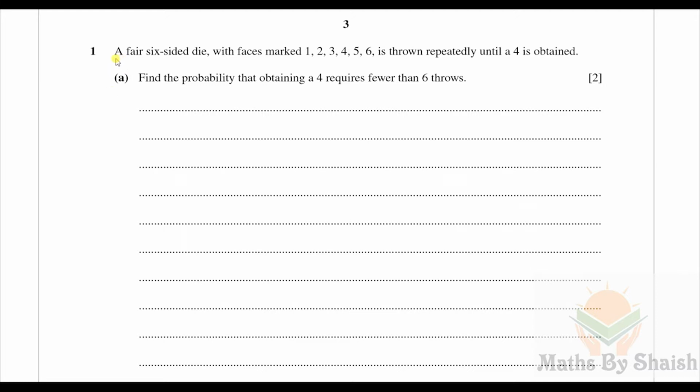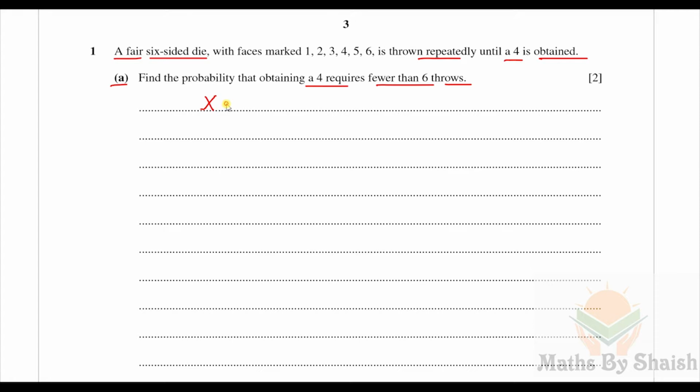A fair six-sided die with faces marked 1, 2, 3, 4, 5, 6 is thrown repeatedly until a 4 is obtained. It means it's a geometric progression. First part is find the probability that obtaining a 4 requires fewer than 6 throws. So we are only focusing on the first success. So we'll take x as the number of throws required to get the first success.